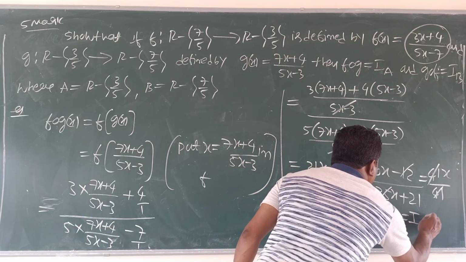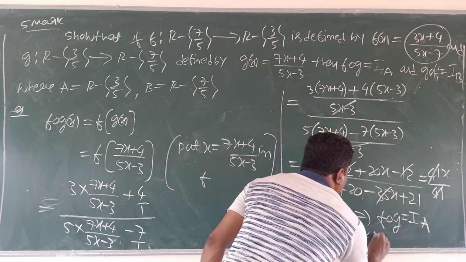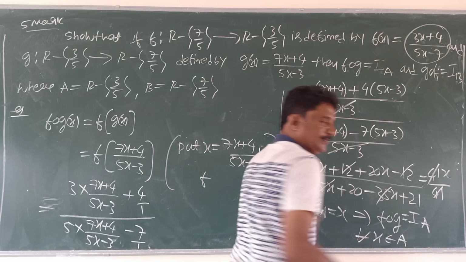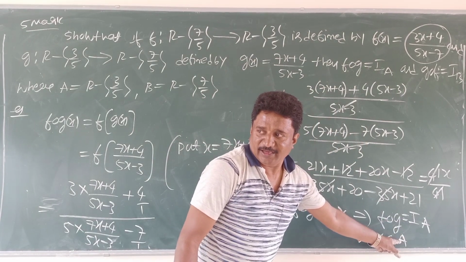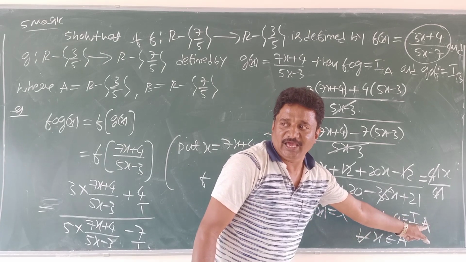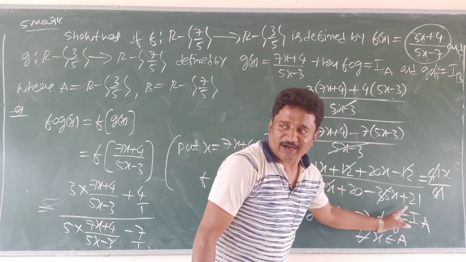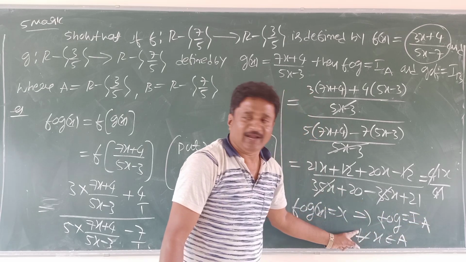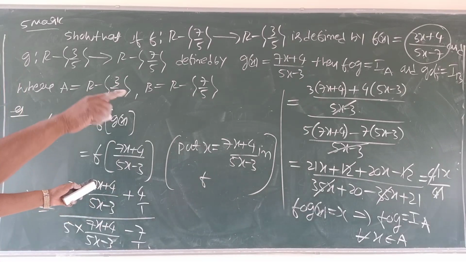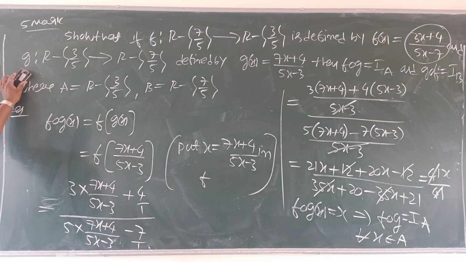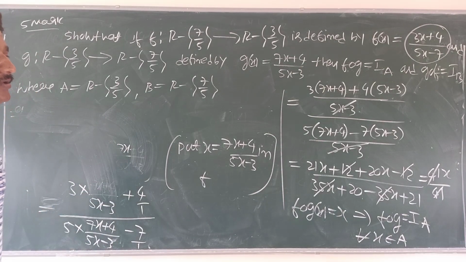Fog equals I_A. You heard this: for all x belongs to A. Here, x, what is x? It is an element of A. Fog is the identity function on A. You heard this extra point for this A, I_A. Fog is the identity function on A for all x belongs to A. Similarly, you go for proving.